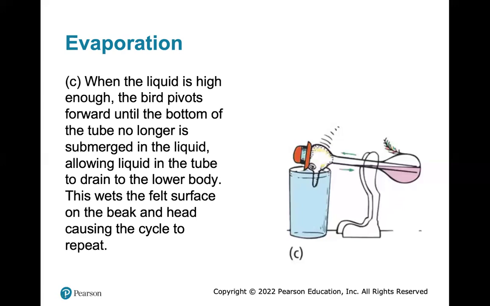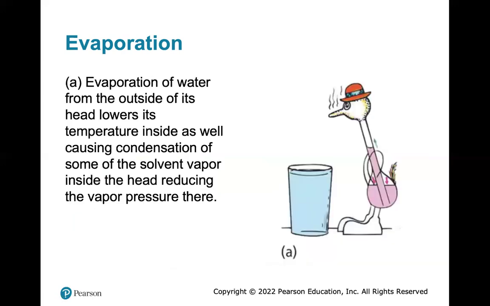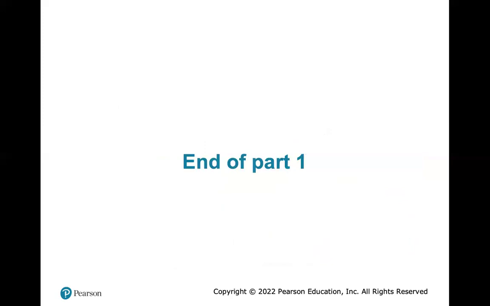When the liquid is high enough, the bird pivots forward until the bottom of the tube no longer is submerged in the liquid, allowing the liquid in the tube to drain to the lower body. You can see that it's slowly draining down. This wets the felt surface on the beak and head, because it's felt, causing the cycle to repeat. And I won't do D, because if you look at A and D are exactly alike. So it just starts the cycle over again. Okay, and that is the end of part one on our change of phase.